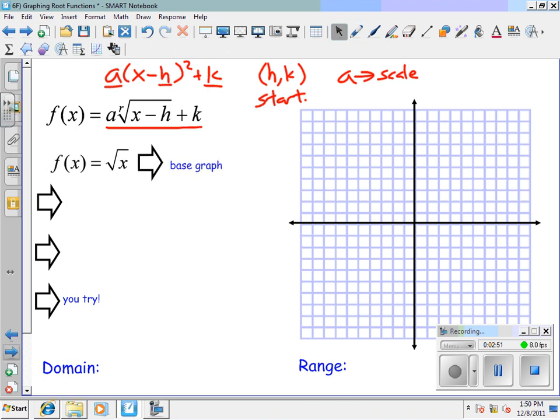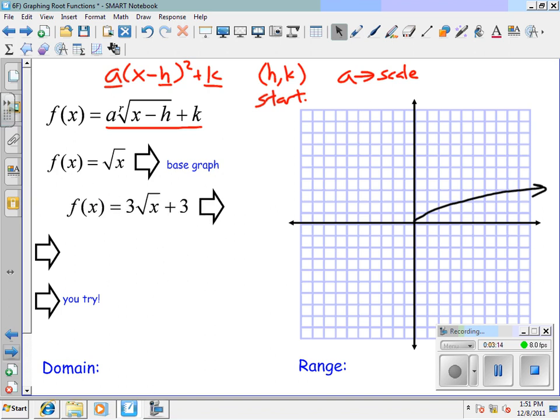So first thing I'm going to do is draw in my base graph. So again, I'm going to start at 0, 0, go through 1, 1, and go through 4, 2, and go through 9, 3. So there's my curve. In fact, I'm going to draw it a little smoother. That's a little better. Okay. So now it's our base curve. So let's take a look at the next example here.